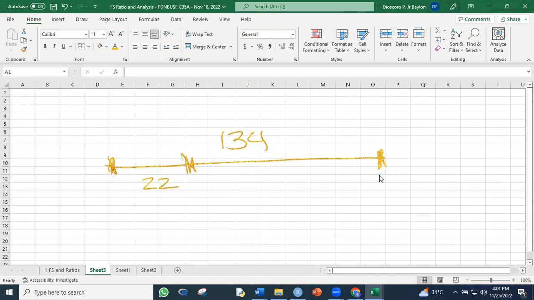We can't pay yet. Theoretically, the cash will be coming here, 134. But we have to pay already on day 22. So what can we do? One remedy can be to borrow. Okay? Borrow tayo ng short term. Question: how many days will it take us to finance the loan? Kasi manghihiram tayo eh. How many days will it take us to finance the loan, class?